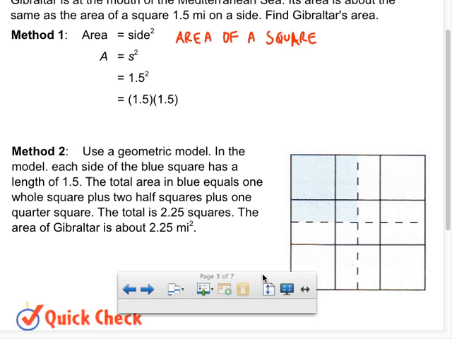What'd you get? 2 25/100. Did you guys get the same thing? Yes. Okay, I do want to review this because I can't tell you how many students messed up in two areas when I graded the quizzes.